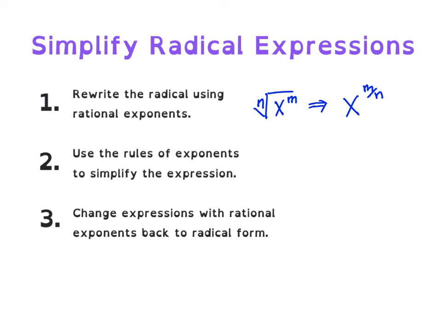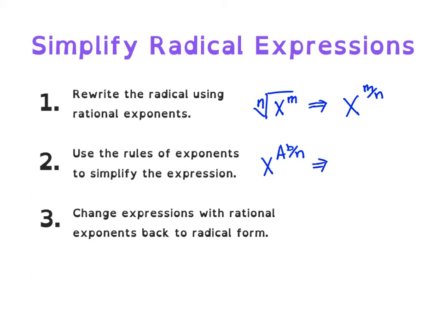Then what I need to do is take out the whole number amount, assuming m is greater than n. If m was less than n, we wouldn't need to simplify in the first place because it would already be simplified. So to use the rules of exponents to simplify our expression, we would be changing x to the m divided by n into x to the a and b over n. Right, so rewrite it as a mixed number.